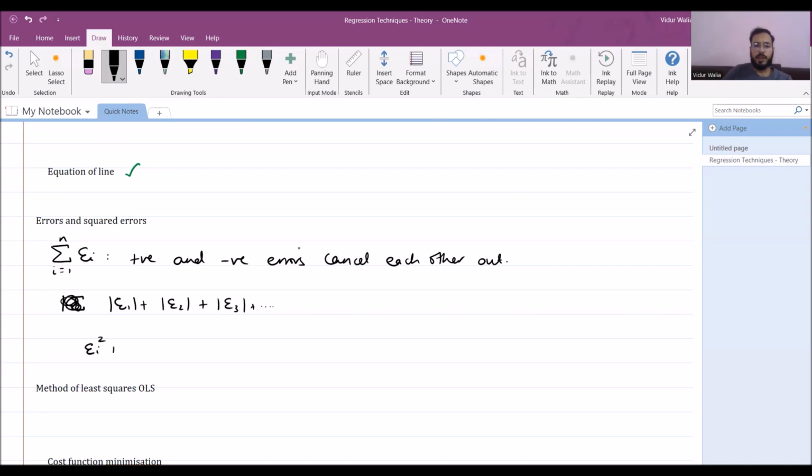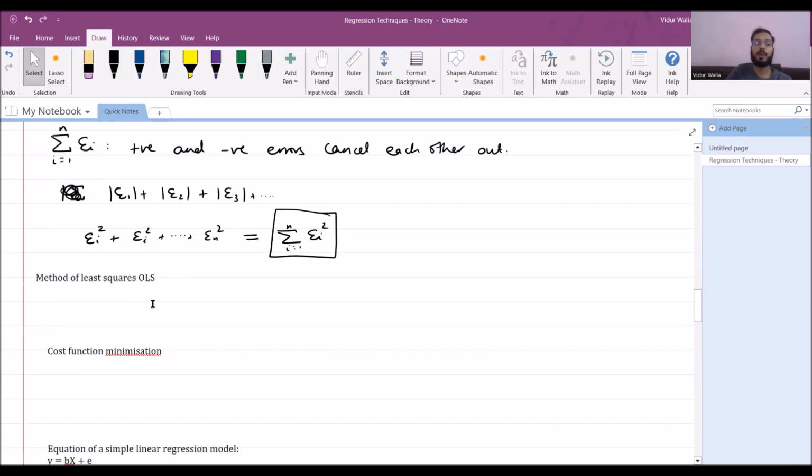I take epsilon 1 square plus epsilon 2 square plus epsilon n square. So instead of taking a modulus, I'm taking a square, which can also be translated as the sum of epsilon i square, i goes from 1 to n. And this is squared errors. Now, there's a very good reason that I'm not going towards the absolute value of errors and I'm taking the sum of squares. I'll just get to that in the next section, that is the method of least squares.